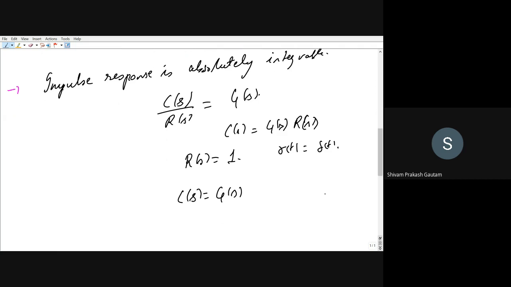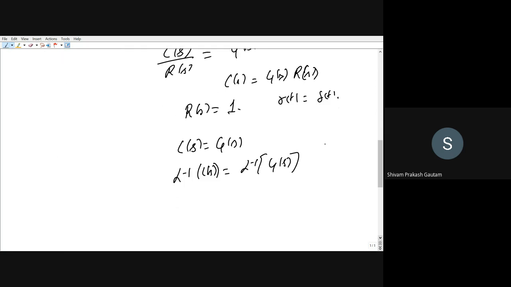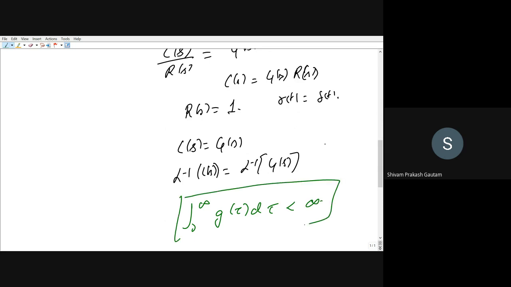Now, if you want to calculate its output, you have to take the inverse transform, right? So that will be the Laplace inverse of C(s) equal to the Laplace inverse of G(s). So in a way, I can write that its impulse response should be absolutely integrable. In mathematical form, the integral from 0 to infinity of |g(tau)| d tau, where g(tau) is the inverse Laplace transform of our open loop transfer function, should be less than infinity. So this is the third condition, right?